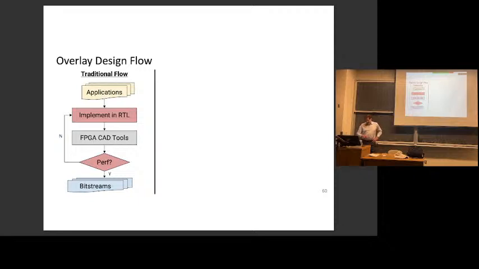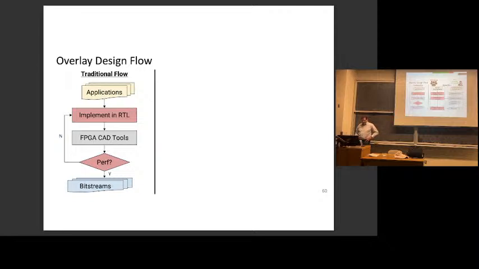So before we talk about the overlay design flow, let's talk about the traditional flow. The traditional flow of how you implement things on an FPGA is you've got one or more applications. You implement them in RTL. The RTL goes to the FPGA CAD tools. You see if it meets timing, if it's fast enough, et cetera. If it isn't, you iterate. And when you're happy, you get a bit stream. And we just saw one of the ways to speed this up is, maybe we could make a CAD tool that understands how to make the RTL given an application in some domain. So that's the approach we just took before.